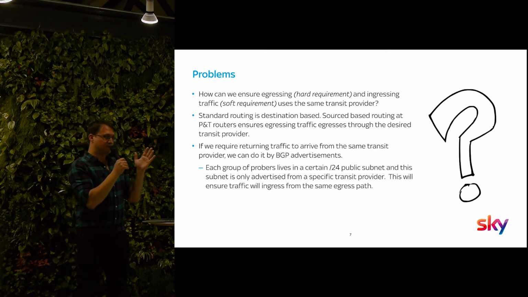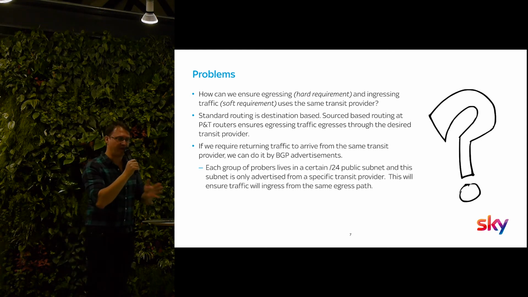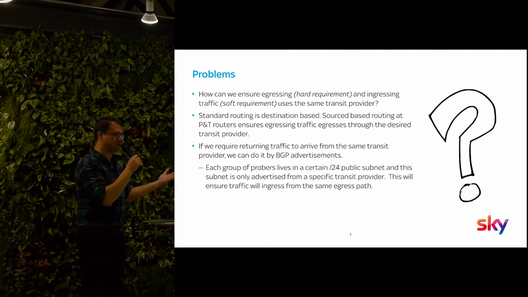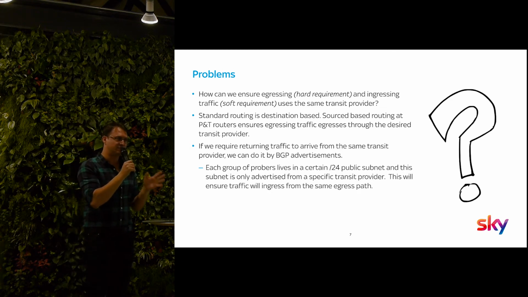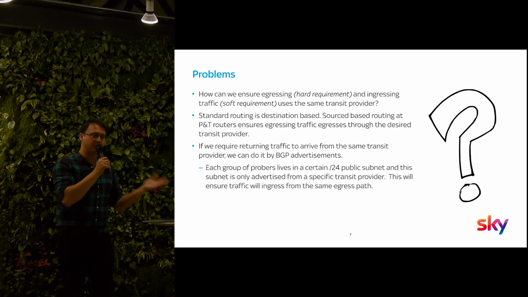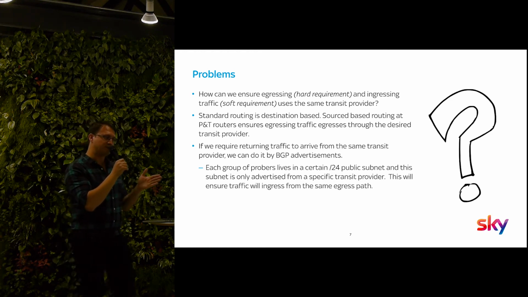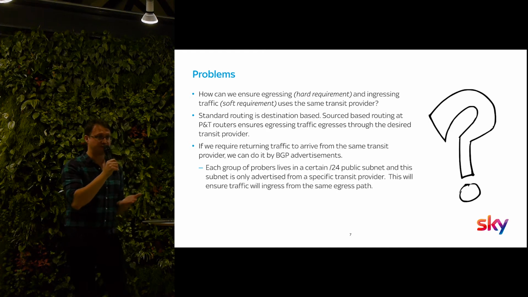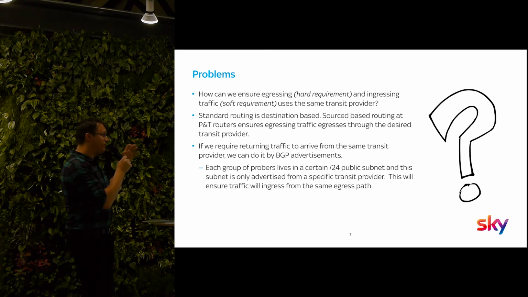Once we bring down the problem size from 700,000 routes to only 500 routes, that solves one of the problems. But there is another problem: we want to measure the transit provider performance, but the routing is done on the destination basis. So you want to send the traffic to one transit provider, but if you just leave it to the normal routing table, it may go out through another transit provider. We need to solve this problem.